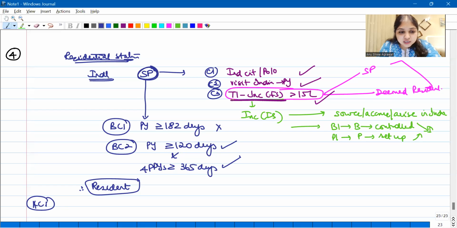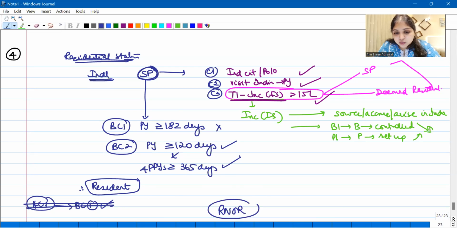What is the first additional condition? The first additional condition is that basic condition 1 should be fulfilled. Tell me, is basic condition 1 fulfilled? Basic condition 1 is not fulfilled. So I don't even have to check anything else. I can straight away conclude assessee is RNOR.